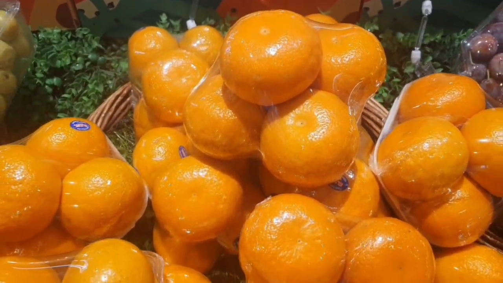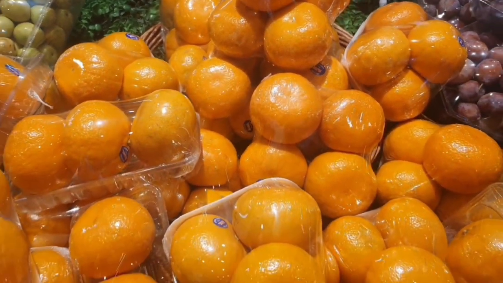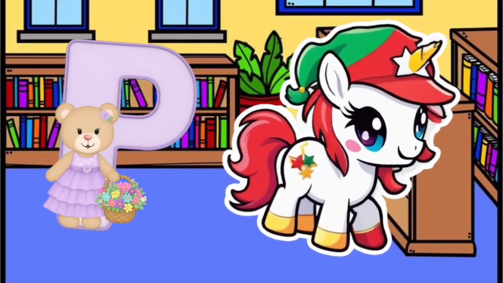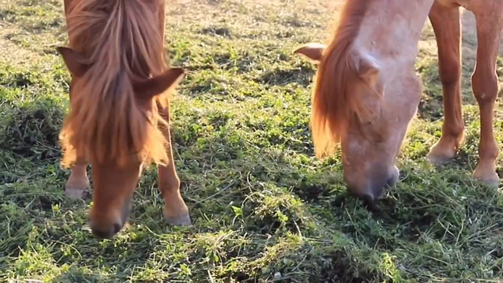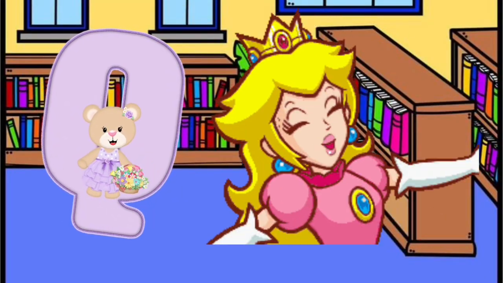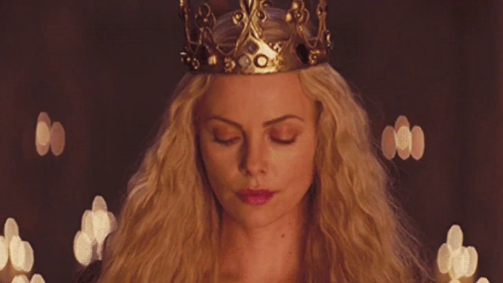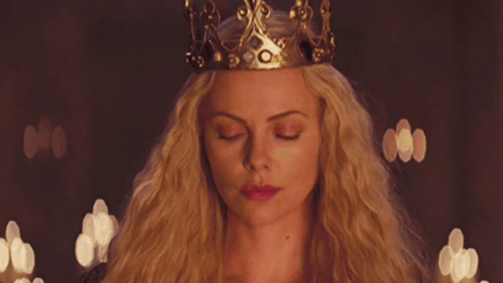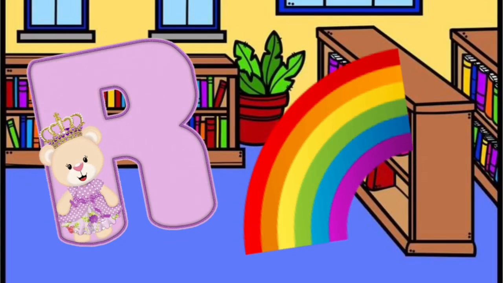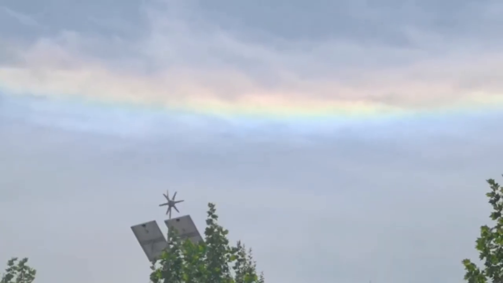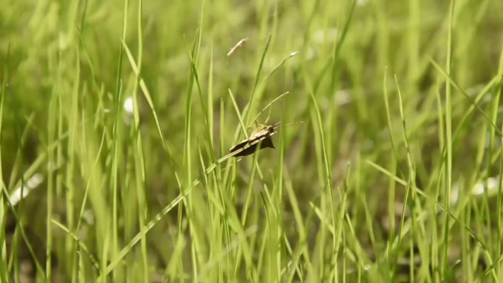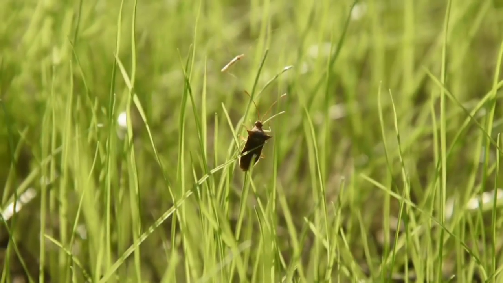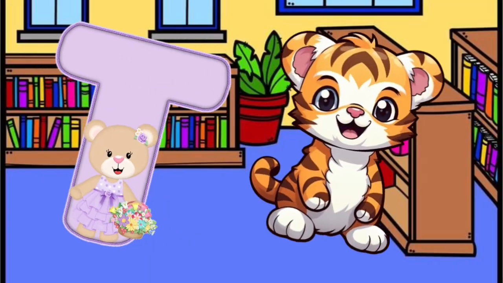Orange. O, orange. P is for pony. Pony. P, pony. Q is for queen. Queen. Q. R is for rainbow. Rainbow. R, rainbow. S is for spider. Spider. S, spider. T is for tiger.